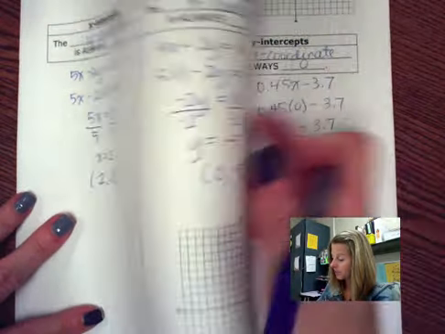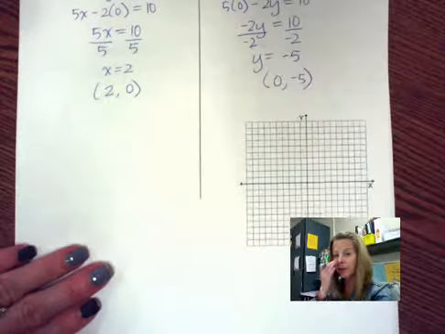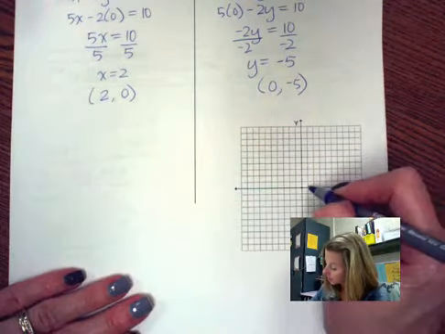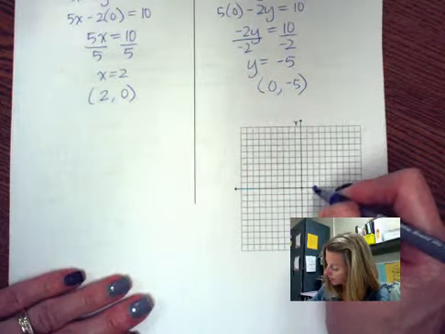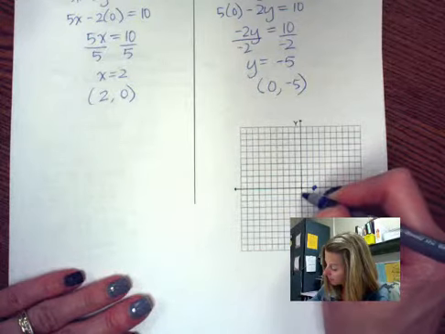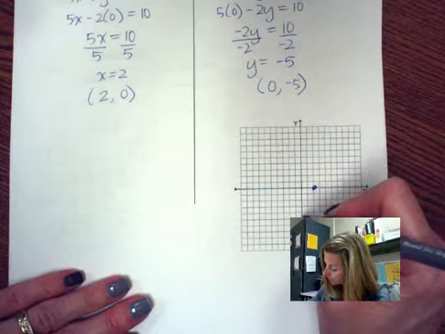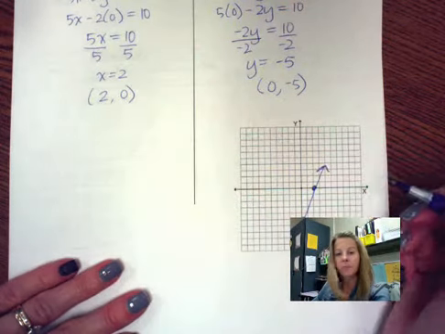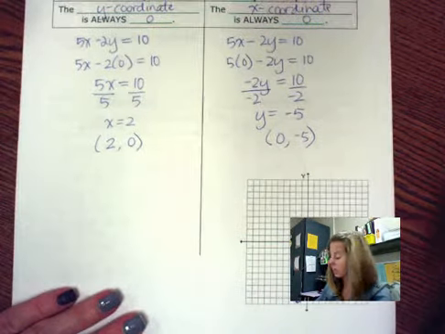Now we can graph this too. One quick way to graph intercepts is to plot the two ordered pairs and connect with a line. So 2, 0 is right here. 0, negative 5 would be down here. And then when I connect them, I have just graphed my line. Okay, so there are my two intercepts.